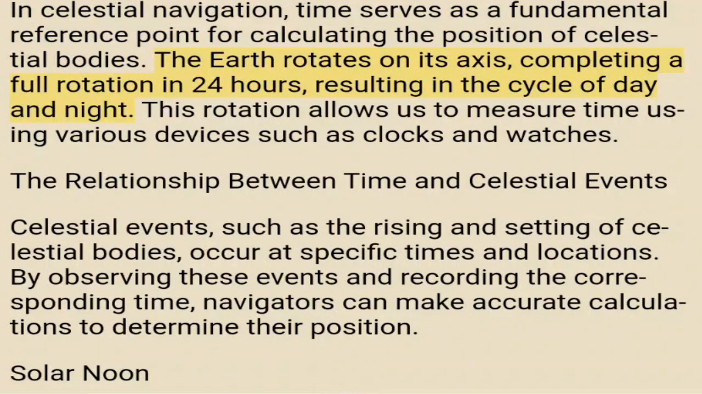The Earth rotates on its axis, completing a full rotation in 24 hours, resulting in the cycle of day and night. This rotation allows us to measure time using various devices such as clocks and watches. The relationship between time and celestial events. Celestial events, such as the rising and setting of celestial bodies, occur at specific times and locations. By observing these events and recording the corresponding time, navigators can make accurate calculations to determine their position.